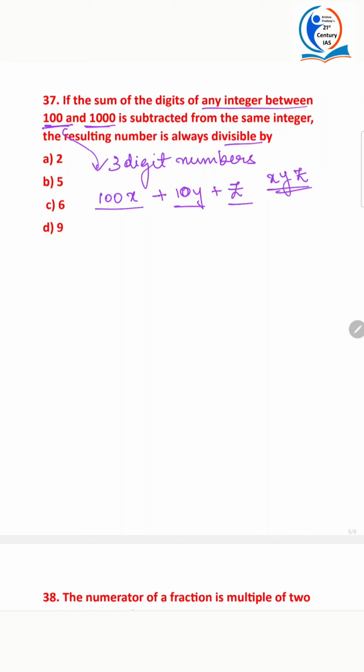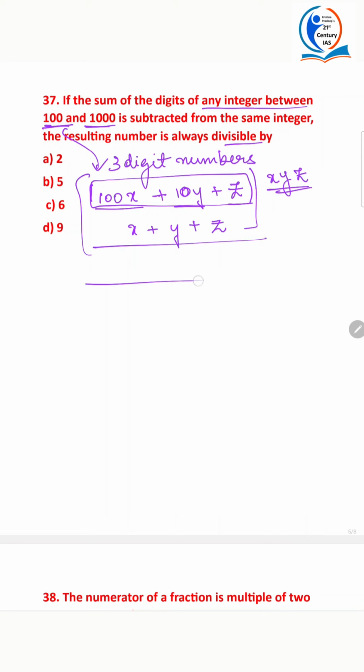Okay. Now, the sum of the digits of an integer is subtracted from the same integer. Okay. Now, what is the sum of the digits? This is the number. Okay. Now, what is the sum of the digits? It is x plus y plus z. Now, they are asking us to subtract these two things. It will be 99x plus 9y plus 0, right? Okay. So, it is 9 into (11x plus y). It is always divisible by what? 9. 9 is the answer.